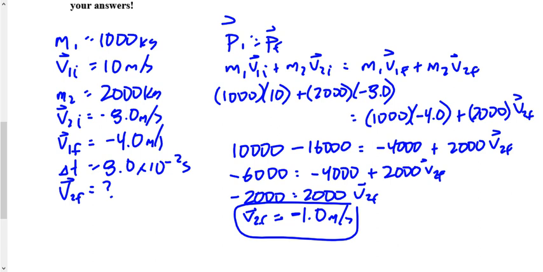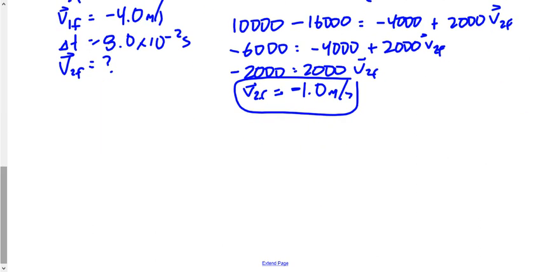Good. Question A is done. If you got that, you get 2 points. B, show that the collision was not elastic. Show that the collision was not elastic.